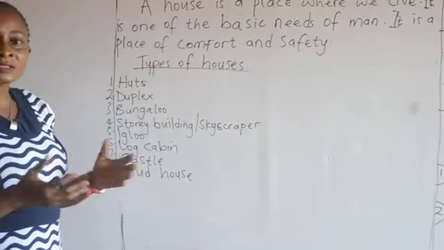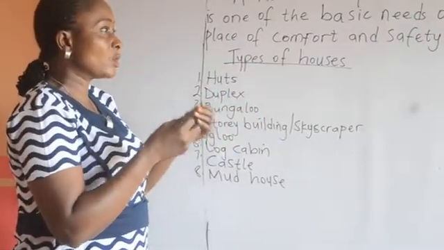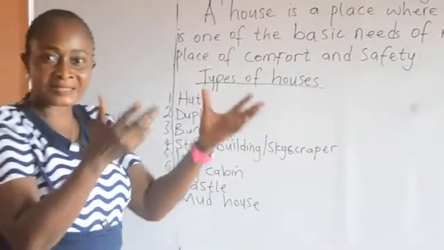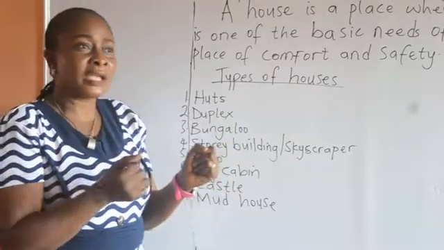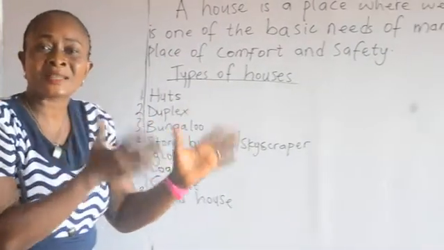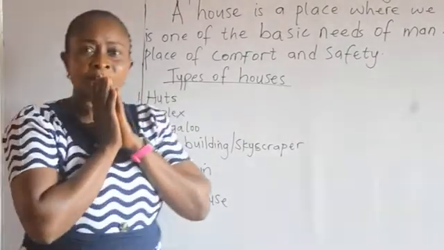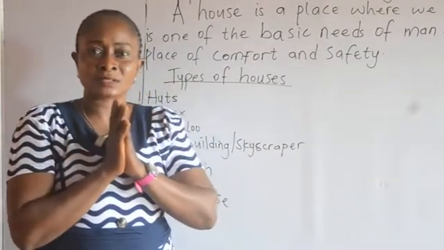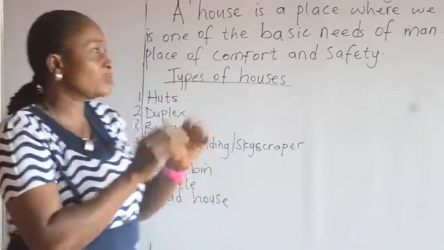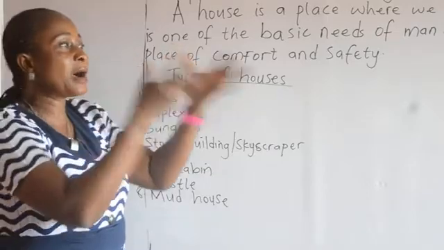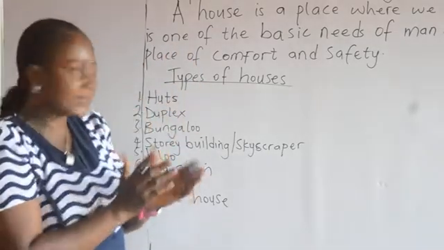Huts. Huts are usually made with palm fronds, with trees, plants. The materials are gotten from plants. And it's usually found in the villages, not in the cities. It's usually a small house. Simbi lives in a hut. Ade lives in a hut. I'm sure you've heard that. So it's a small house made with palm fronds. It's just a small place of abode, a small place where you can live in.